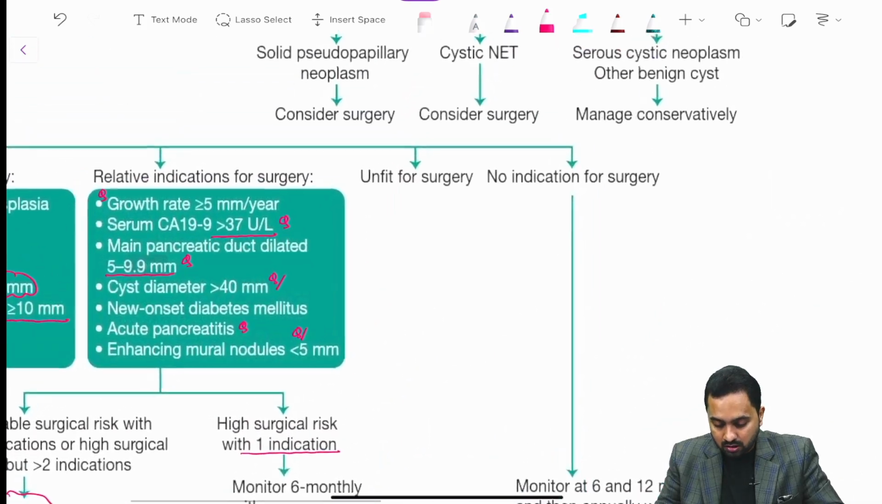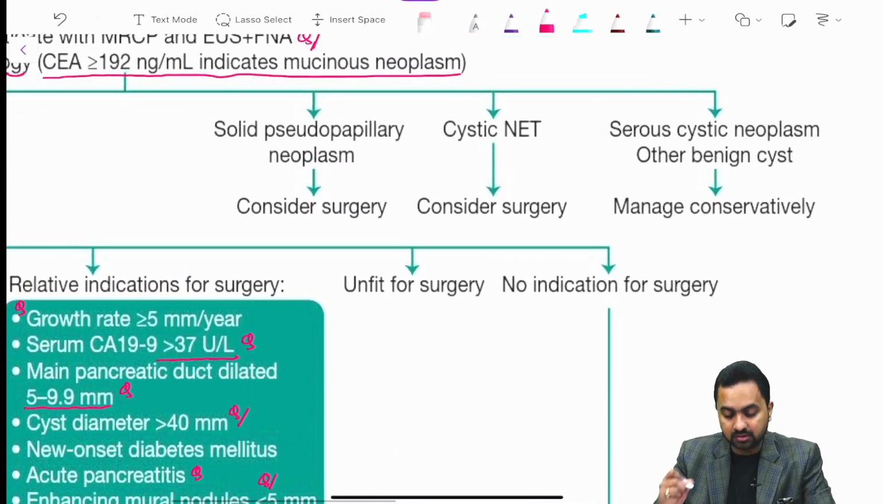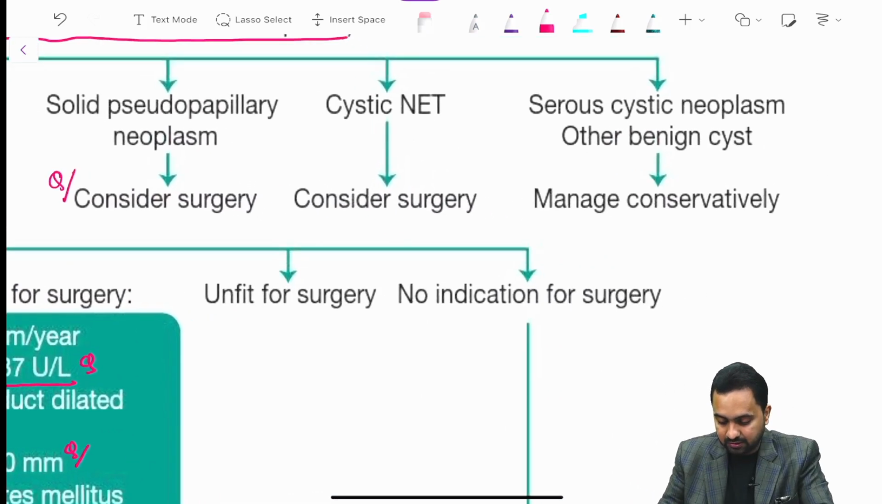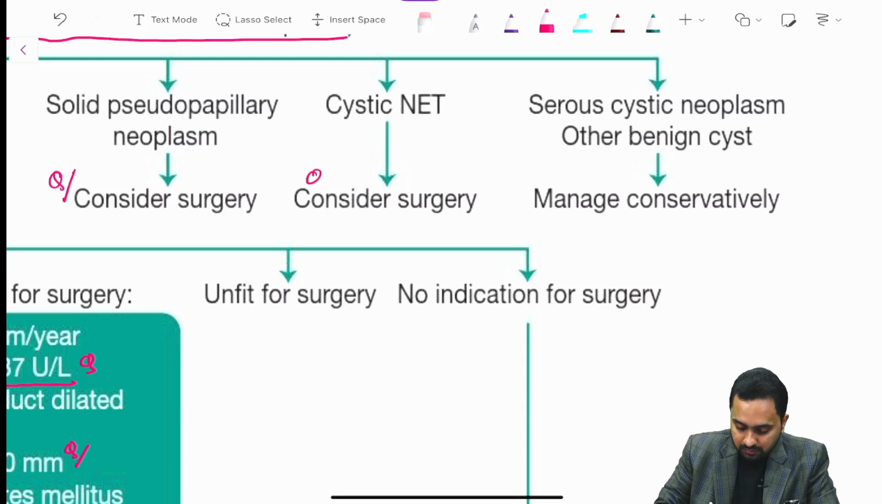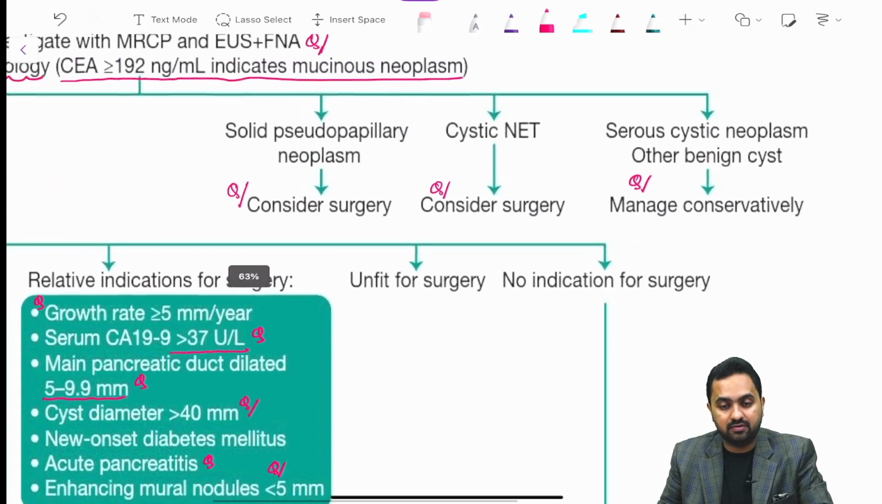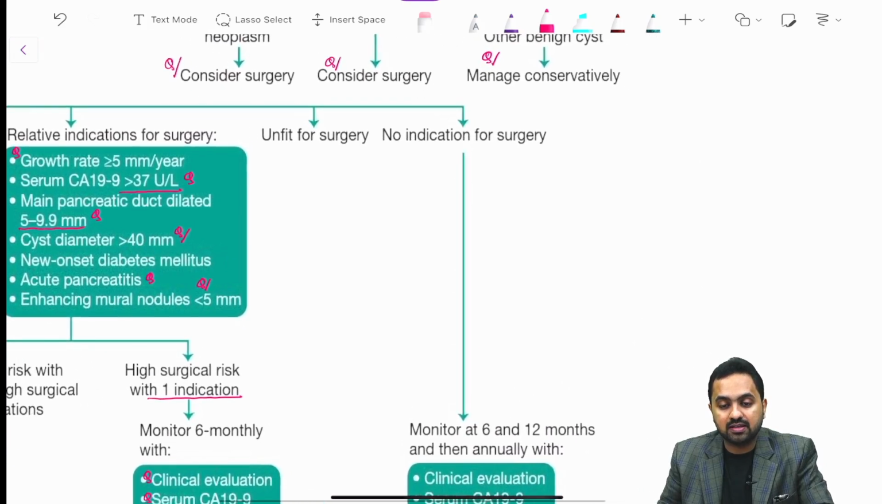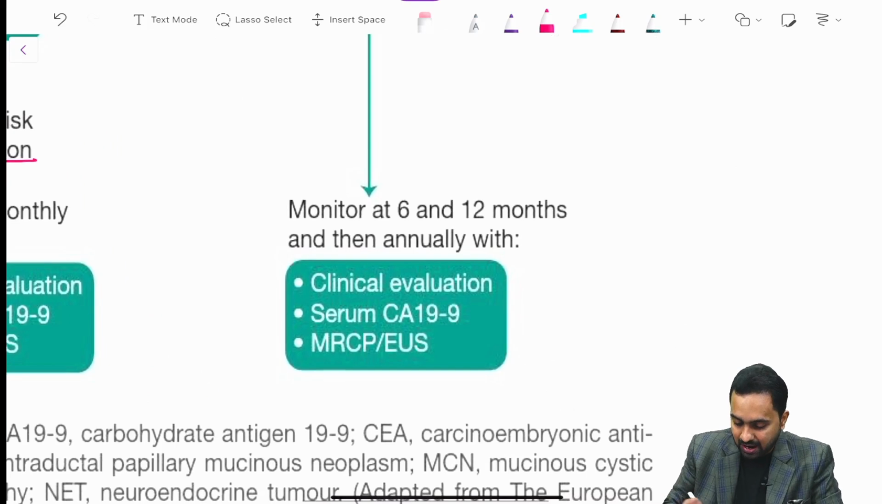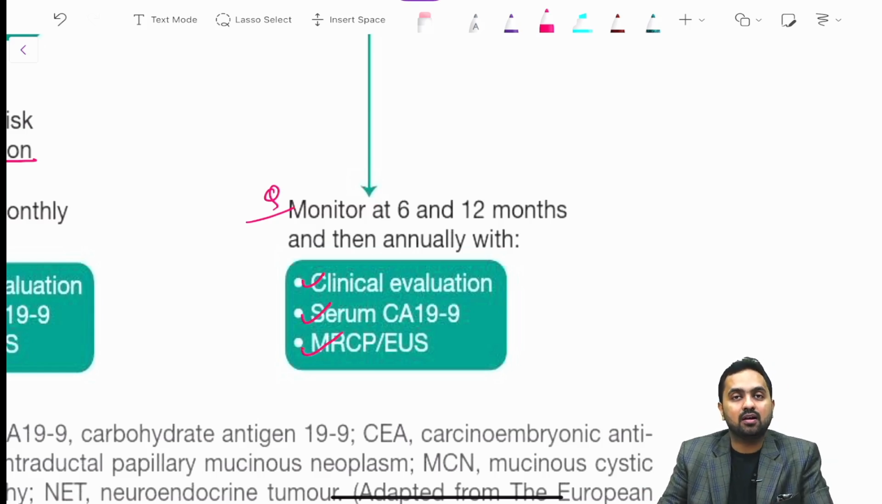Right. Now, if it is a solid pseudopapillary neoplasm, we consider a surgery. In case of a cystic neuroendocrine tumor, we again perform a surgery, and if it is a serous cystic neoplasm or other benign cyst, then we can manage it conservatively, right? And if the patient is unfit for surgery or no indication for surgery, we monitor at 6 to 12 months and then annually with your clinical evaluation, serum CA19-9 level, and MRCP and endoscopic ultrasound.